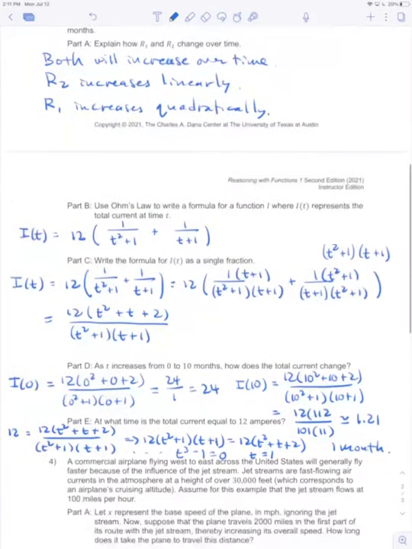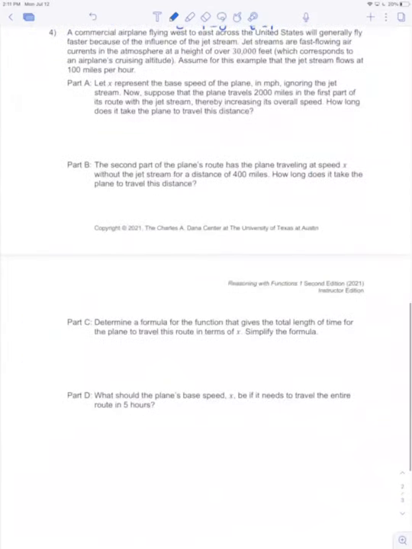Part 4, let me just scroll up here. Part 4 says, a commercial airplane flying west to east across the United States will generally fly faster because of the influence of the jet stream. Jet streams are fast-flowing air currents in the atmosphere at a height of over 30,000 feet. Assume for this example that the jet stream flows at 100 miles per hour. Part A, let x represent the base speed of the plane in miles per hour, ignoring the jet stream. Now, suppose that the plane travels 2,000 miles in the first part of its route with the jet stream, thereby increasing its overall speed. How long does it take the plane to travel this distance?